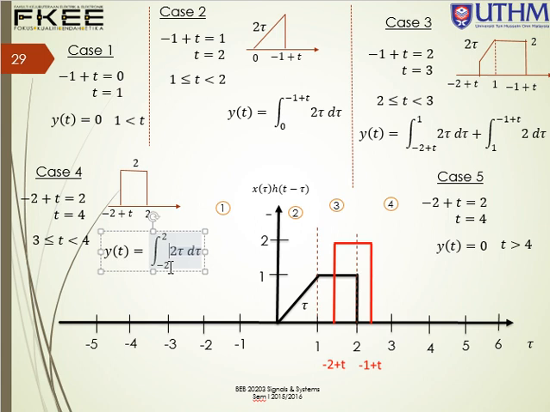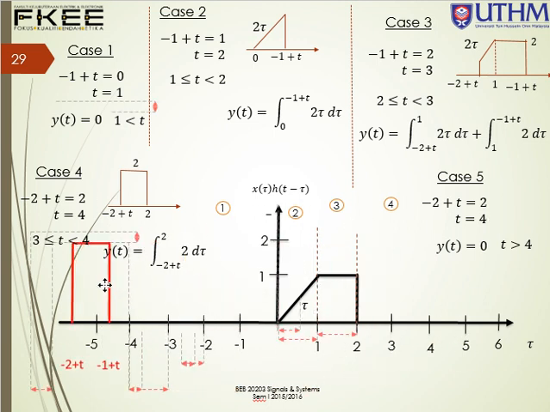So this is the whole set of cases. This one was a bit wrong over here, so I just made the changes. You have plus t, and this one will be deleted. So you have the integration from minus 2 plus t to 2 of 2 d tau. So this is the whole thing. You have case number 1, case number 2, case number 3, case number 4, and case number 5.